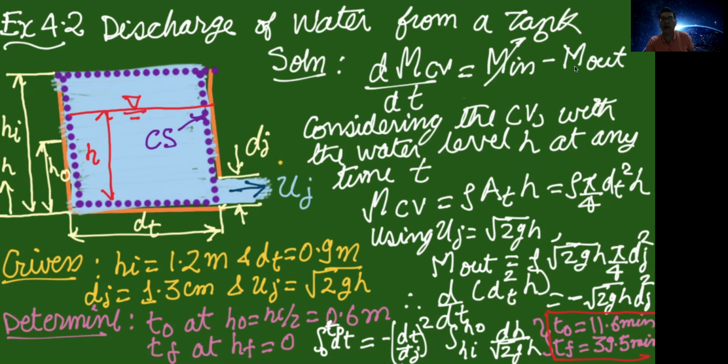This is expected because as the height of the water column gets reduced with respect to time, the jet velocity is reducing. So the mass flow rate of the water leaving this tank, which is contributing to the discharge, is reducing. So the time required for the discharge decreases at later time.